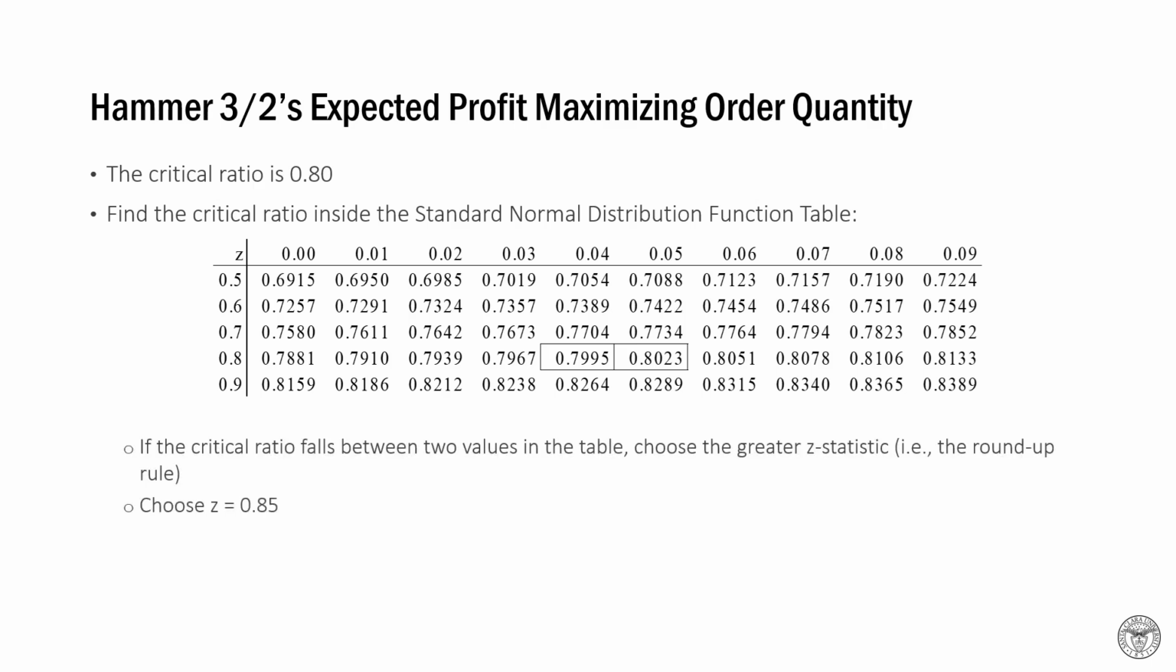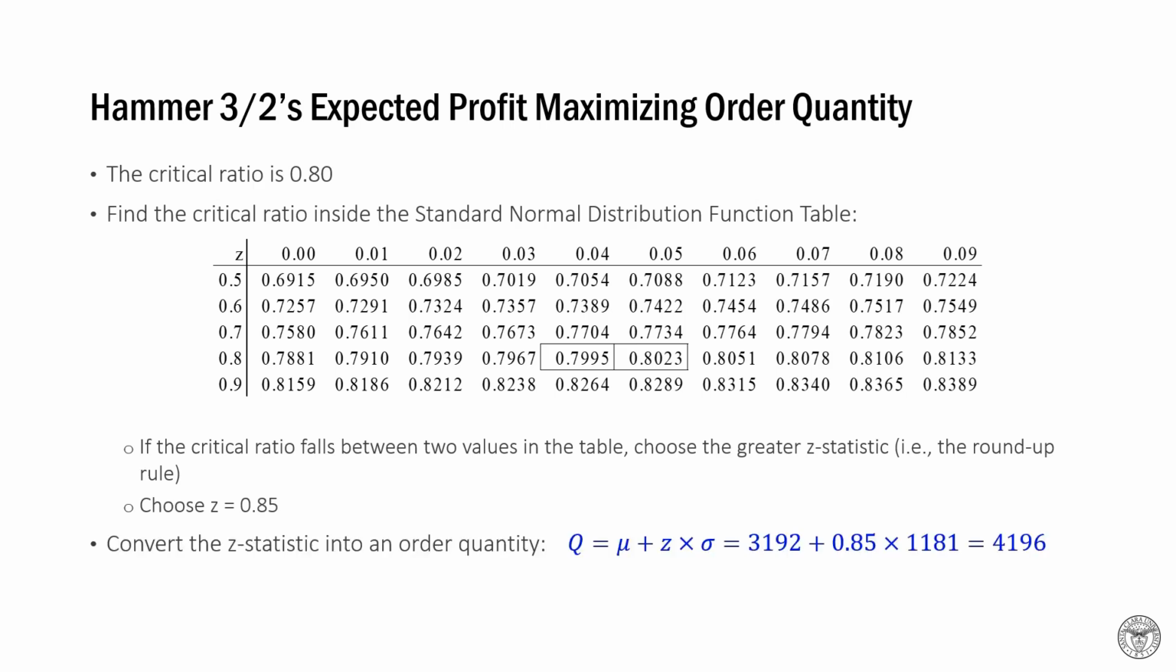In cases where the critical ratio falls between two values in the table, we employ what's known as the round-up rule, choosing the greater Z statistic. In the case of Hammer 3/2, we choose Z equals 0.85.